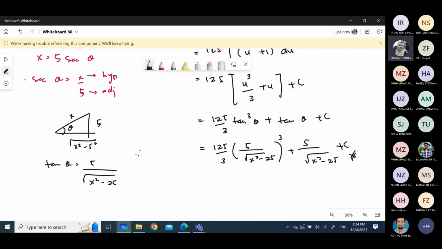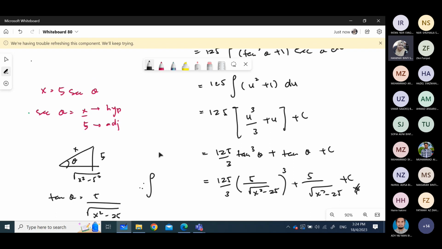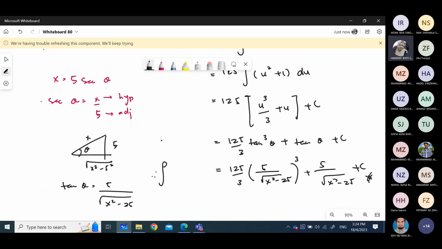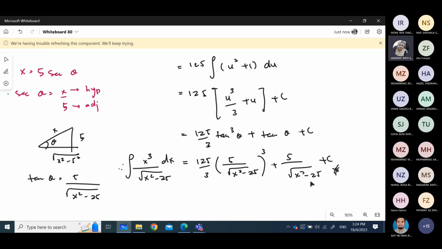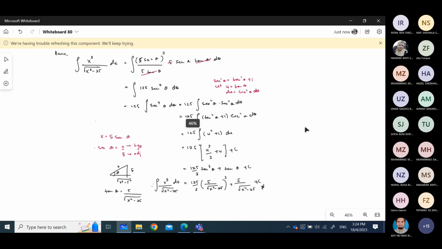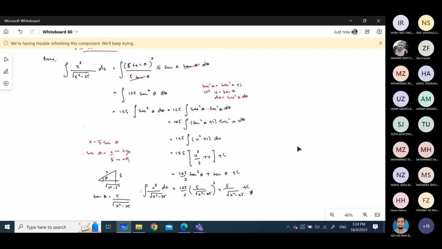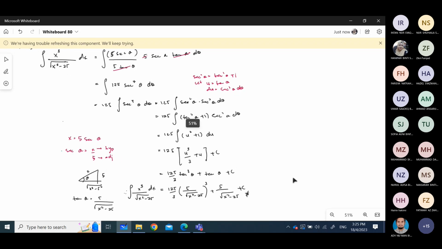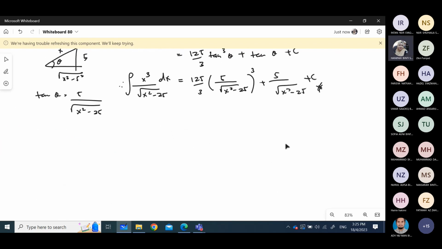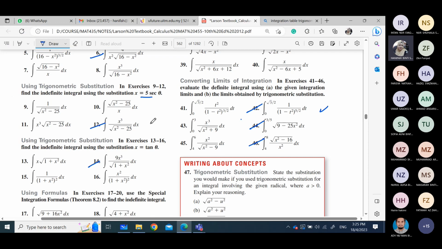Right, so therefore, the integral of what was the question just now? The integral of x to the power of 3 over x squared minus 25 dx is equivalent with this one. Okay, you got the answer? This one is in terms of x. So your final answer must be in terms of x. Okay, any questions? No questions. Okay, so if there are none, we look at the next one, number 14.